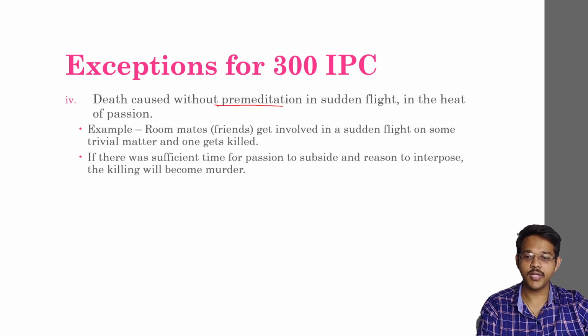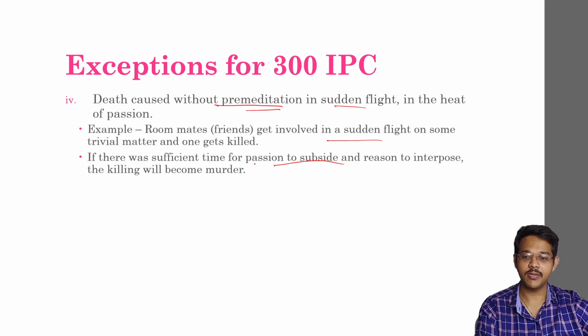Then death caused without any premeditation, in a sudden fight in the heat of passion, like roommates or friends who get involved in a sudden fight over some trivial matter and one gets killed. Here, if there was sufficient time for passion to subside and reason to interpose, two persons quarrel and one kills another, but it should be noted that it should be sudden. If there may be time for passion to subside, and the person may have been taken to hospital also, that should also be considered culpable homicide and doesn't amount to murder.